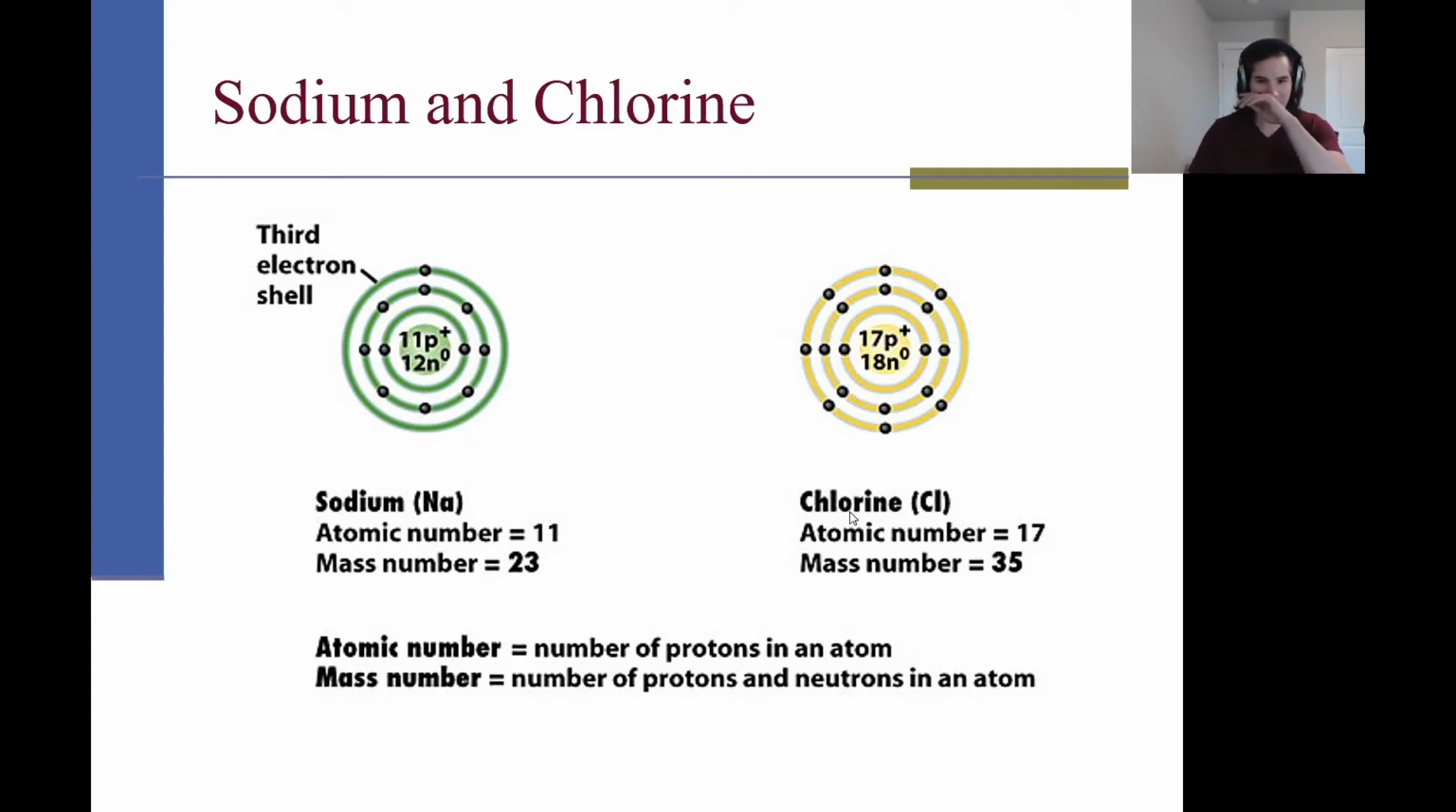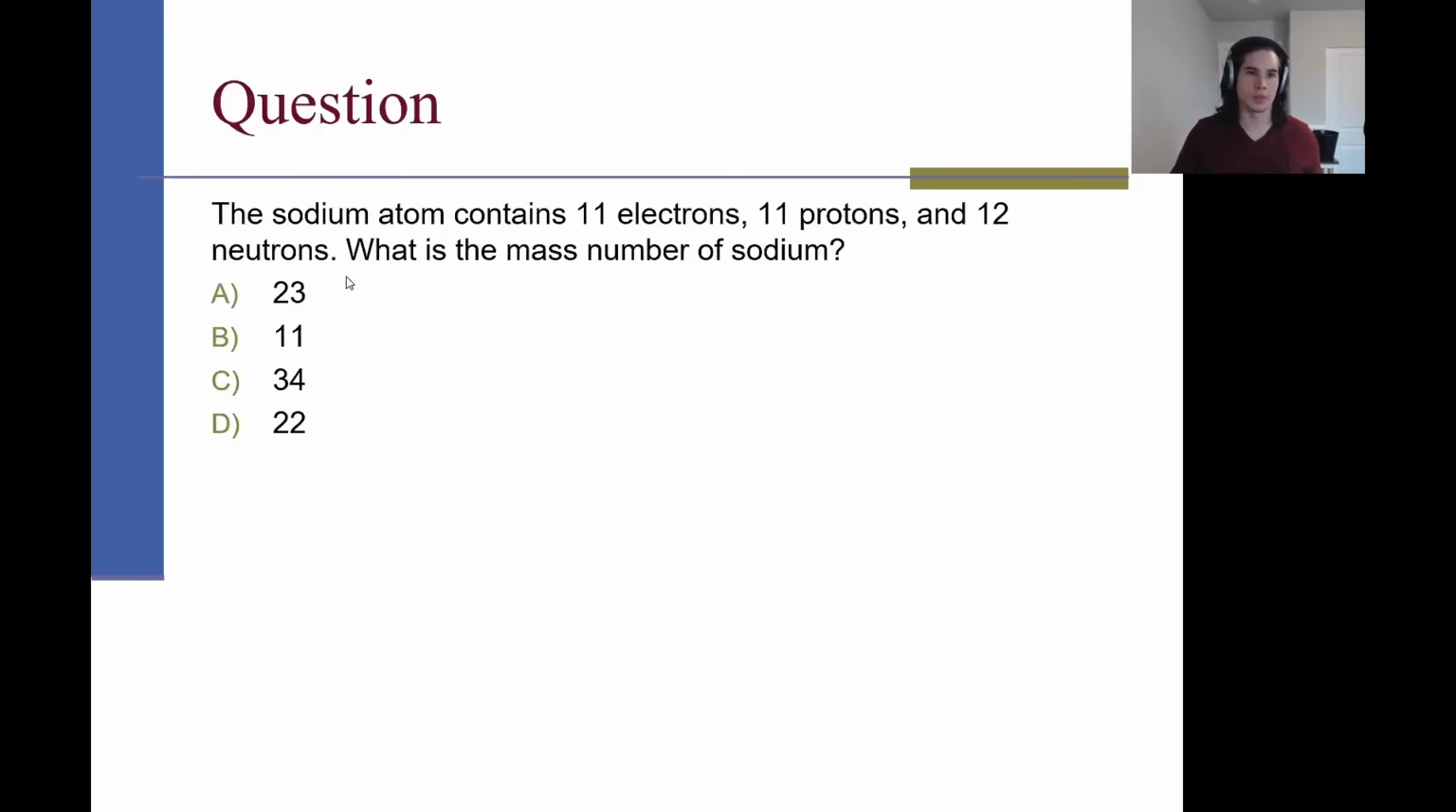And then with chlorine, same thing, atomic number 17, it's got 17 protons. Its mass number is 35, so 35 minus 17 is 18 neutrons. Okay, so a sodium atom that contains 11 electrons, 11 protons, and 12 neutrons. What is the mass number of sodium? Mass number is the protons plus the neutrons. So you've got 11 plus 12. What do you get? 23. A is 23.